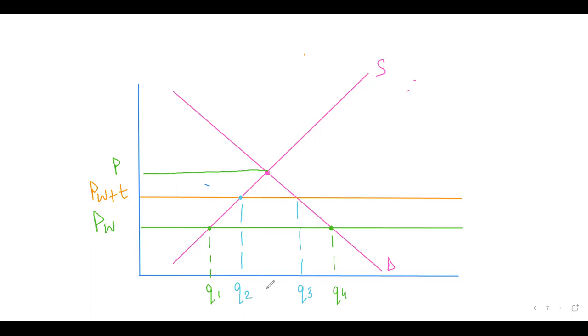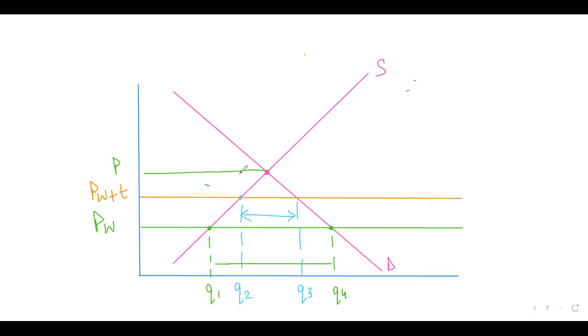Easy? Confusion? Ask me. So now the amount of imports in Pakistan will shrink to this much. Previously, how much were the imports? Previously, imports were between Q1 and Q4. Now the imports have decreased to between Q2 and Q3. Is there any confusion? Ask me if there is. Right? Clear? Very good.